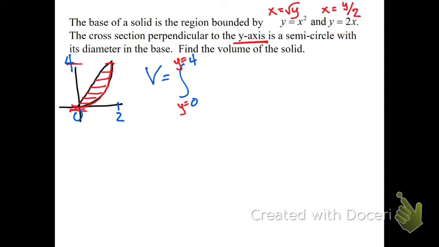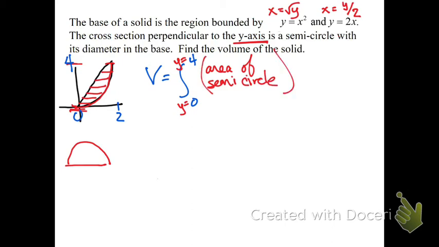Okay, so now let's look at what is the shape of our cross-section. It's a semicircle. So we're going to be finding the area of a semicircle, or half of a circle. Okay, and technically I should have a dy. All right, well, the formula for the area of a semicircle, if it was a whole circle, the area would be pi r squared. But since we only have half of a circle, it's 1/2 pi r squared.